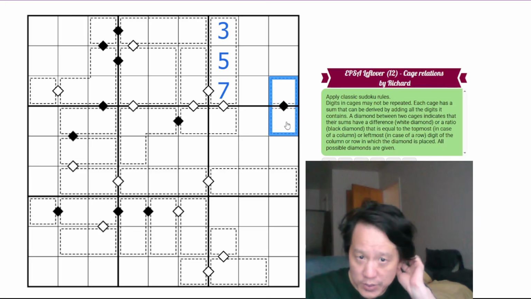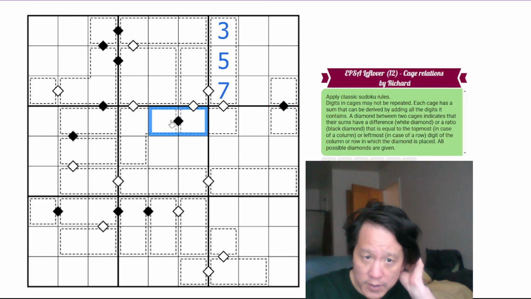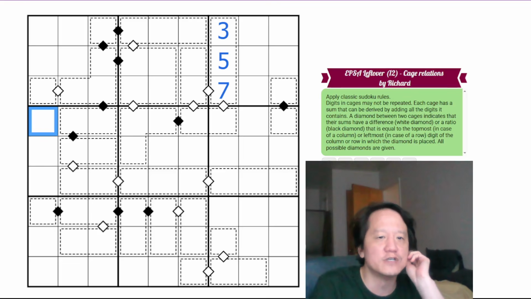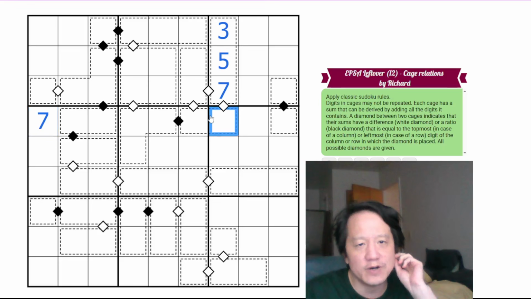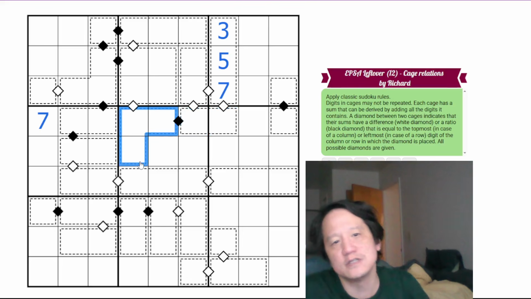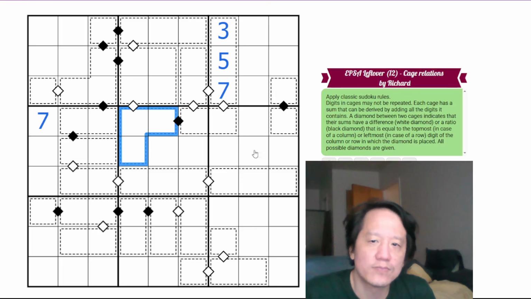This ratio here would mean the ratio between this sum and this sum must be whatever this digit is. So say if this was a 7, the sum of these two digits would have to be set in a 1 to 7 ratio with the sum of these digits here. And those are all the rules. If you'd like to play along, there's going to be a link in the description. And now I'm going to get started.